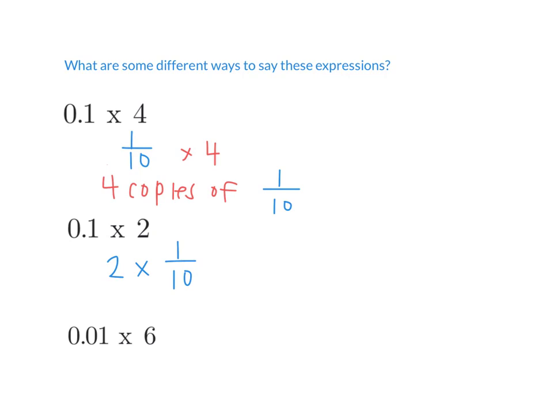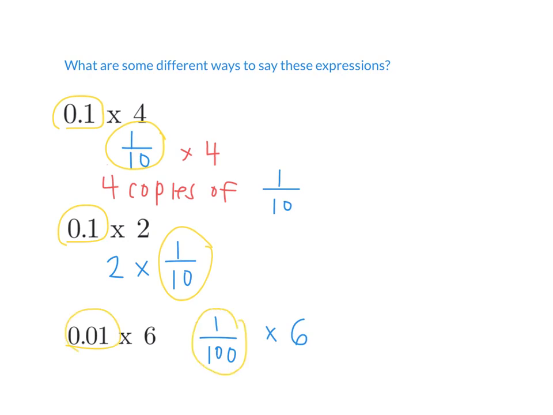What about 0.01 times 6? How could I rewrite that using fractions? Mira? Yeah, 1 over 100, because that's 100th, times 6. So what this is reminding us is that fractions and decimals can have the same value, or they do have the same value. It's just 2 different ways to express the same value.